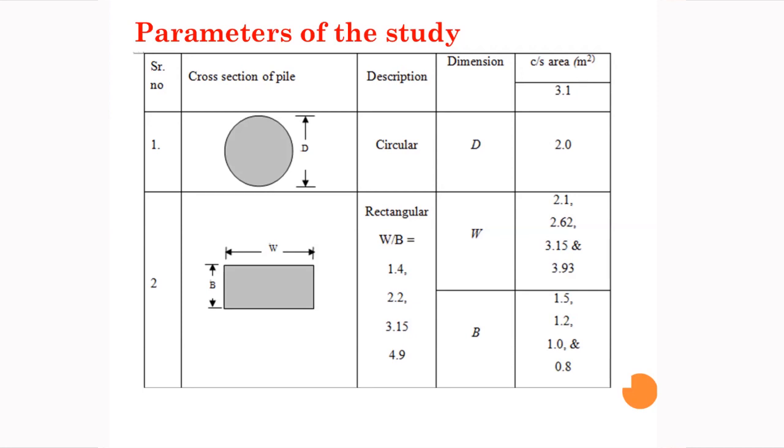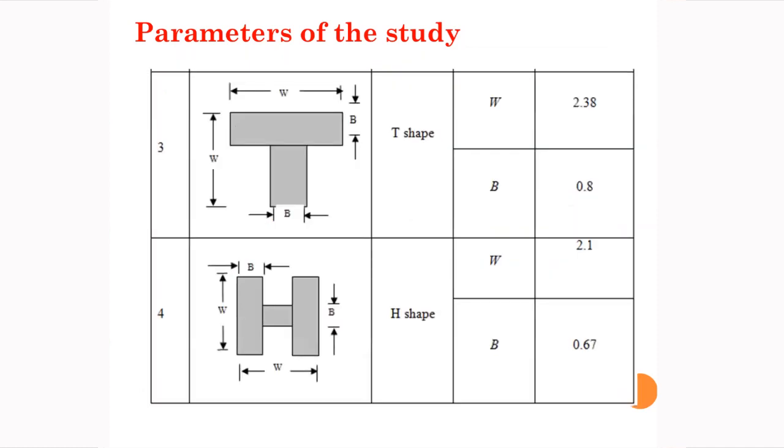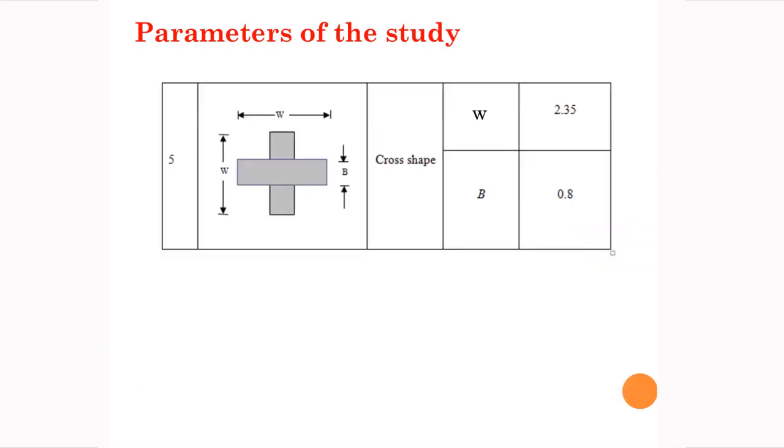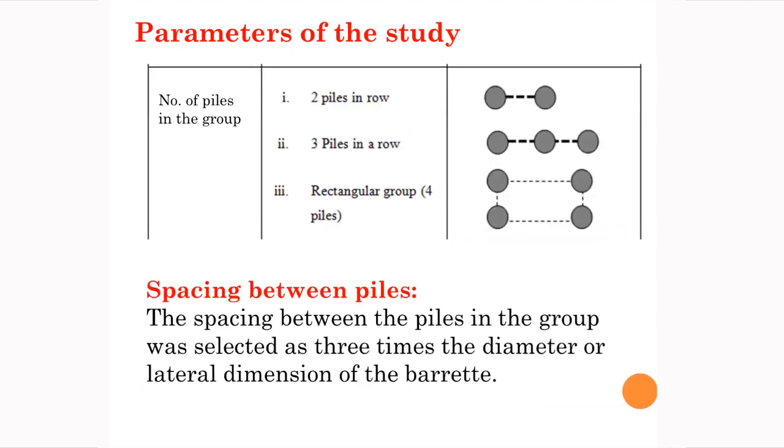For a rectangular pile, 4 aspect ratios, 1.4, 2.2, 3.15, and 4.9, were adopted, and the corresponding dimensions of widths and breadths are as shown in the table. Similarly, for the T-shape piles, the width was 2.38 and the breadth was 0.8. For the S-shaped piles, the width was 2.1 meters and the breadth was 0.67 meters. And for the cross-shaped piles, the width was 2.35 meters and the breadth was 0.8 meters.